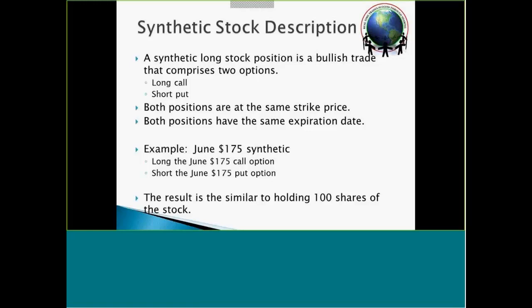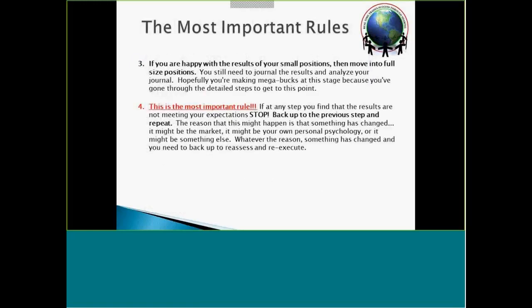You know, the slide that you went through before this, where you say, okay, the fourth rule, this is the most important rule. Isn't that something that will constantly happen, that the results will not be meeting expectations because the market changes?